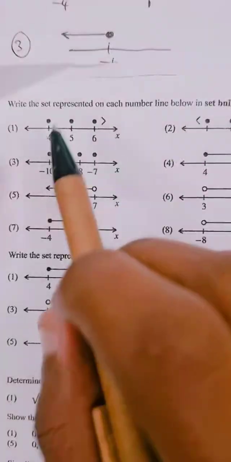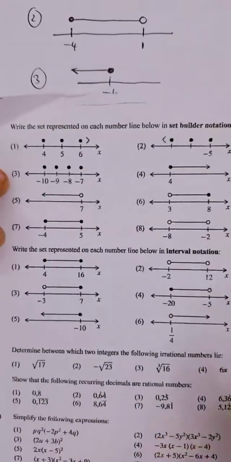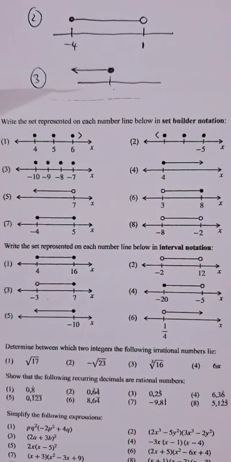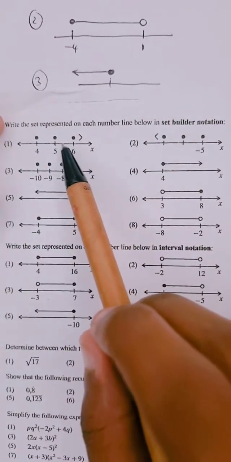Okay, look at this one. Write the set represented on each number line below in set builder notation. Now we need to take this and write it in set builder notation. So let's look at this quickly.